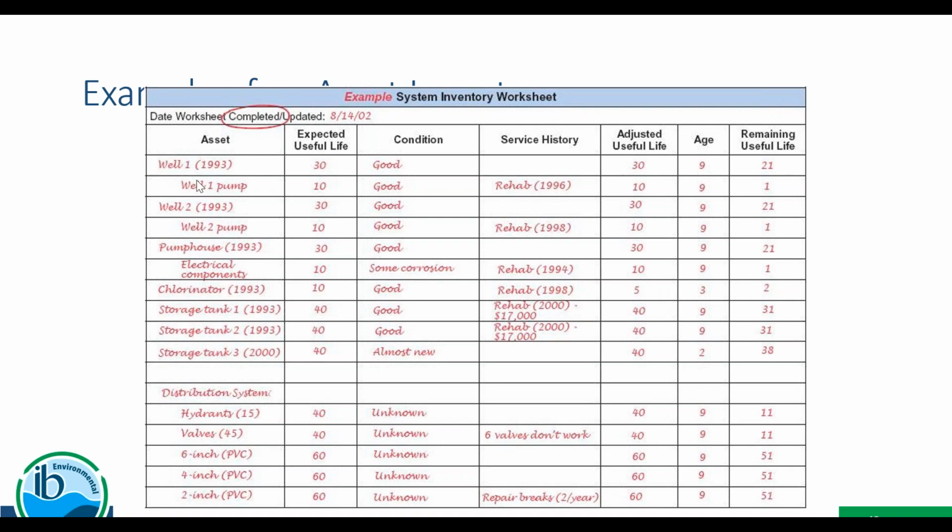So maybe, number one, we don't know what its expected useful life is because we didn't keep track of when we put it in. That would be terrible. But when we put a new well in, we have these columns, and we're trying to keep up with how to manage the asset. So it's a little intimidating when you don't have all of the data to fill in here, but the key is to start, and then with time, you'll get there.